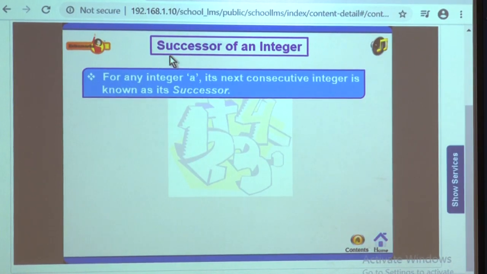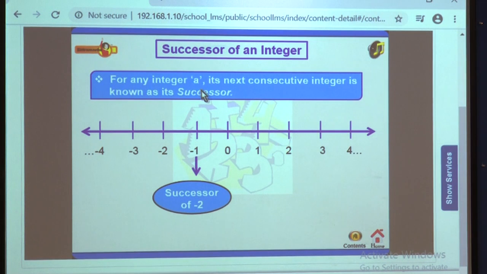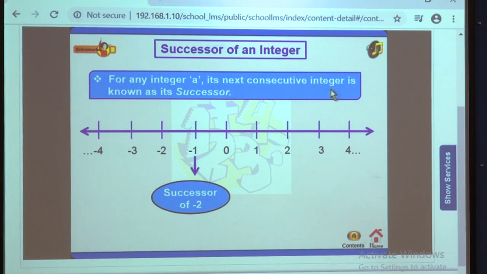Now, we are going to learn about the successor and predecessor of integers. For any integer a, its next consecutive integer is known as its successor. What will be the successor of 0? It is 1. What will be the predecessor of 0? It is minus 1. First we will learn about the successor of integers. What will be the successor of 1? The successor is nothing but the next integer to the integer. So, the successor of 1 is 2, and the successor of minus 2 is minus 1.